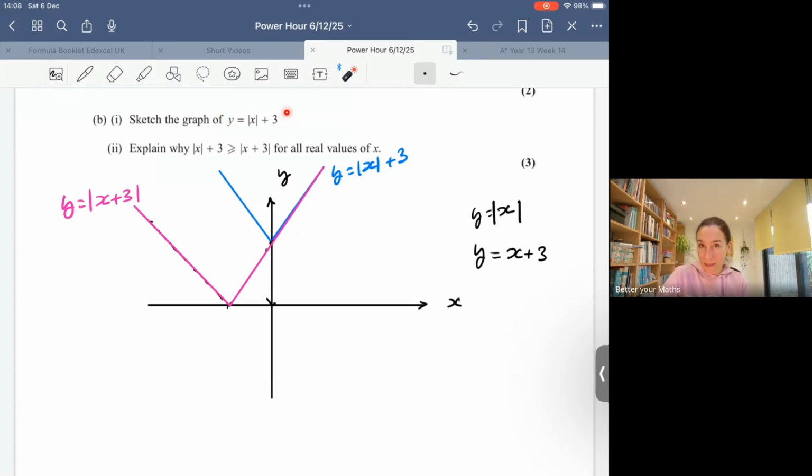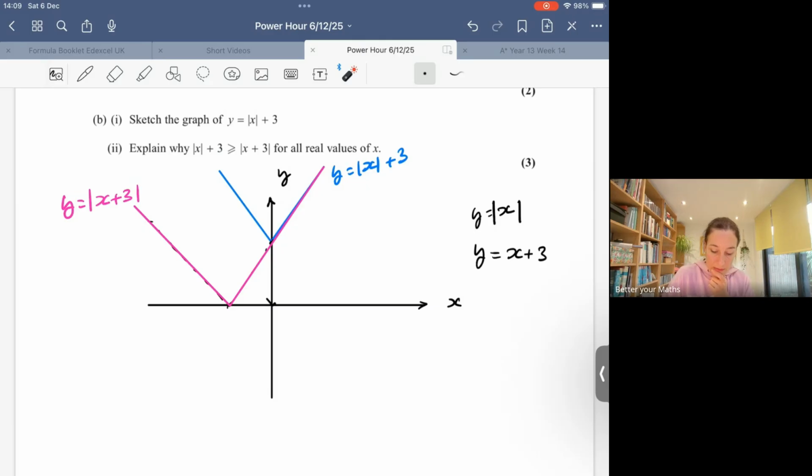But once you represent the first one, it's worth representing the second one and just explaining that for negative values of x, this one is always below. And for values of 0 or more, they are the same function. So you can say something like that. For negative x, the function is below. For x of 0 or more, the function is the same. And you can see that with the sketch, and that will give you the marks.